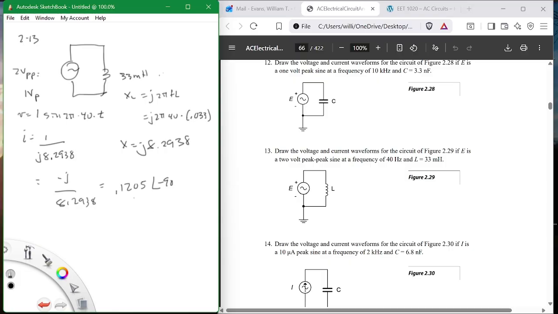Now, this is what you write in for the magnitude. So I is equal to 0.1205. Now you bring your sine of 2 pi times f times 40 t, and then you bring the minus 90 degrees, and you put parentheses around this.